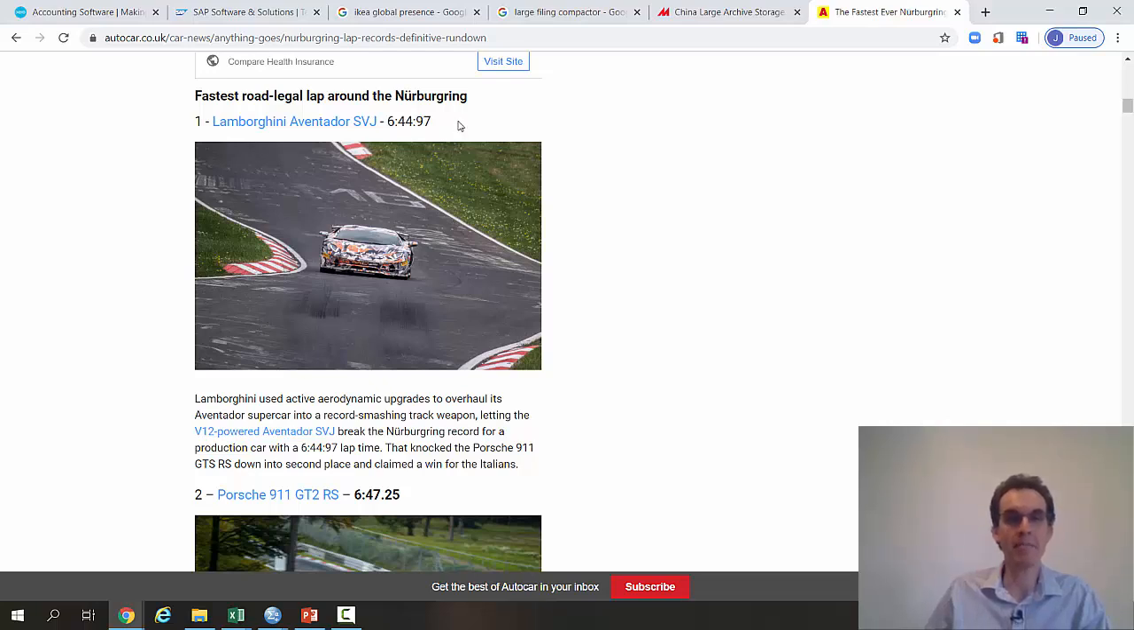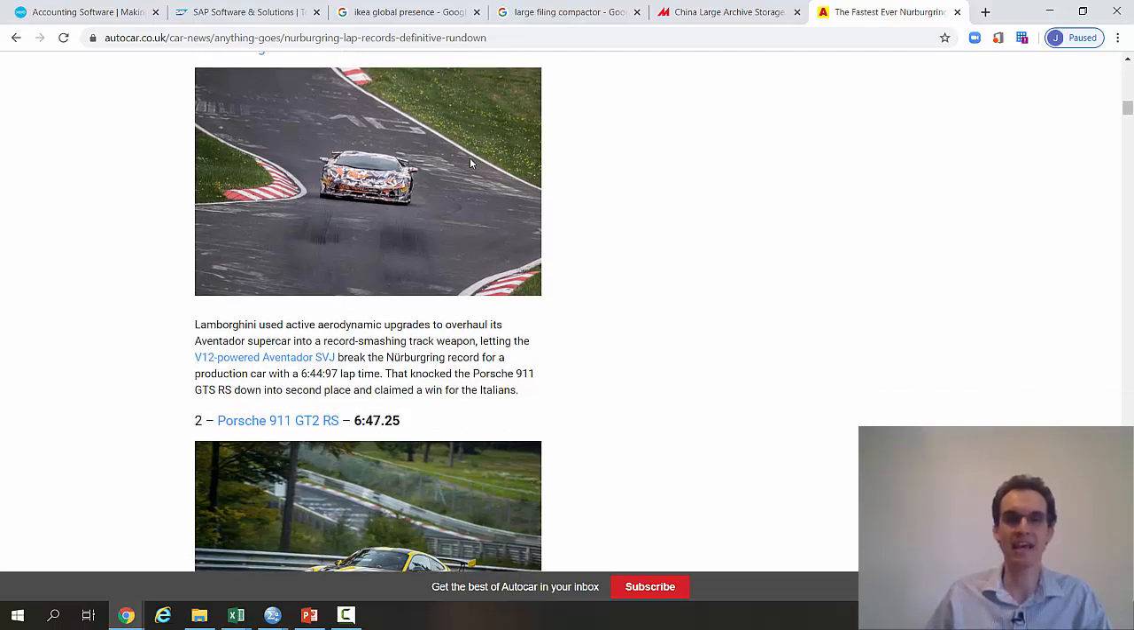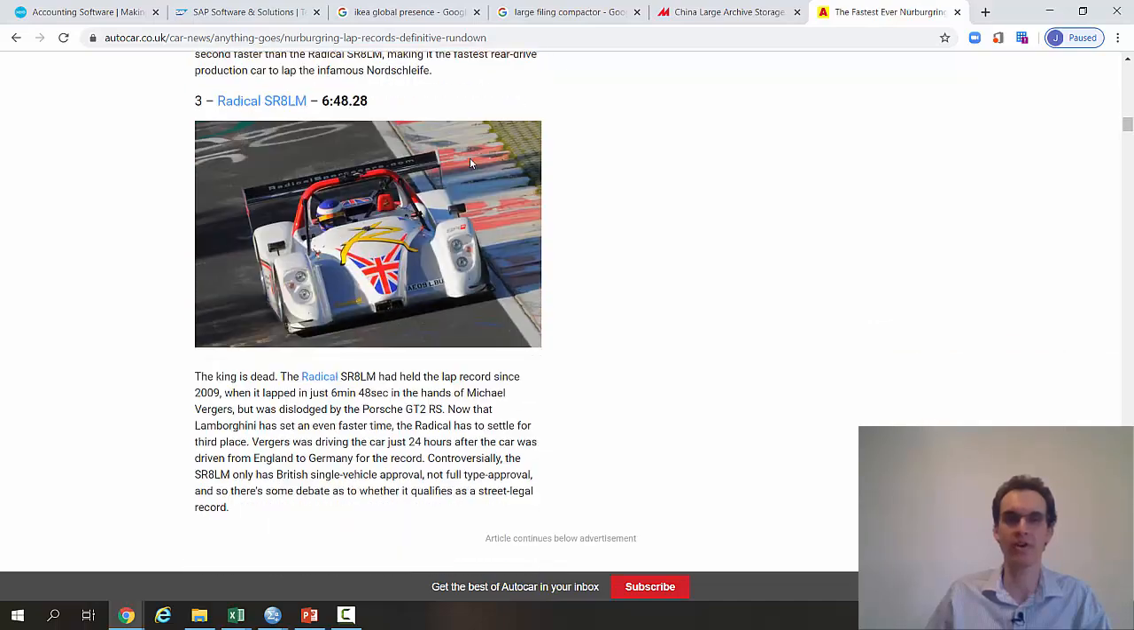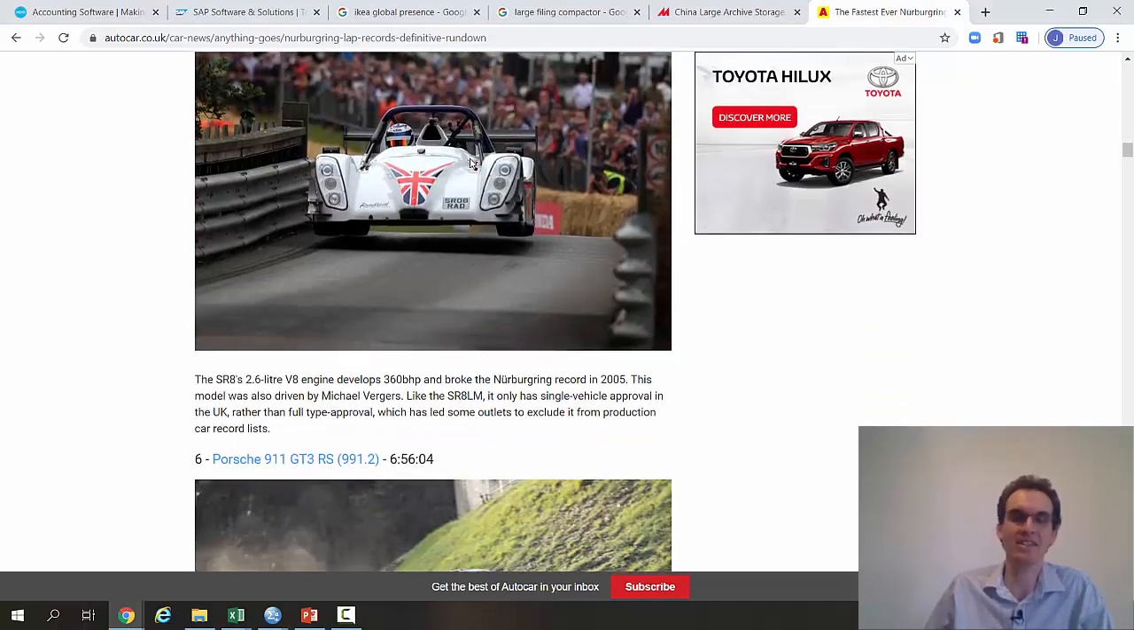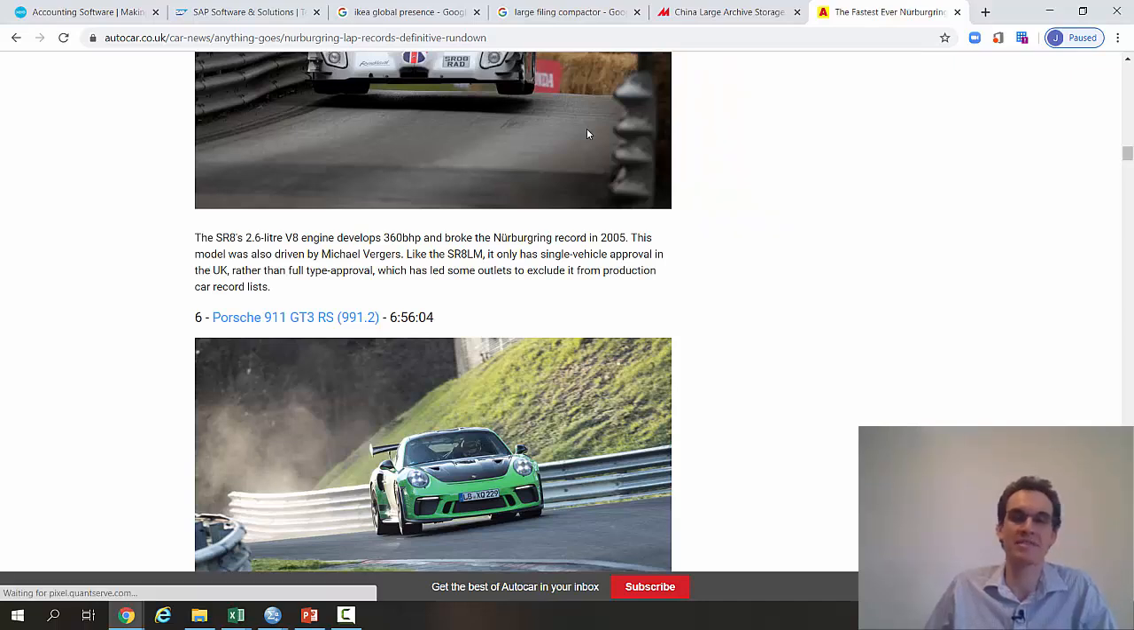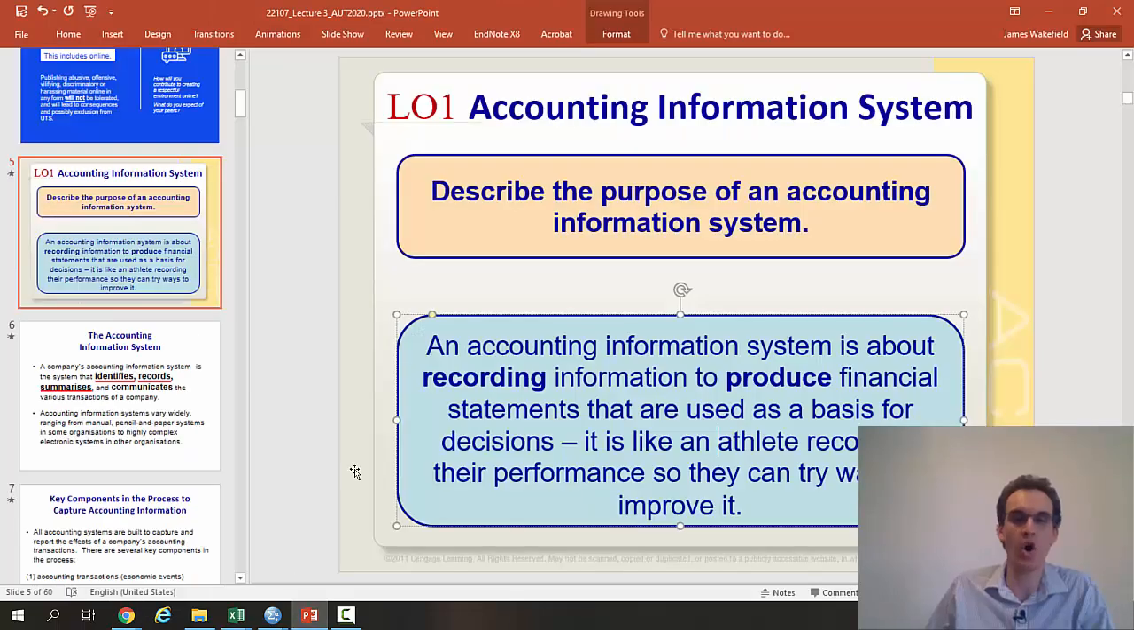So we can see the number one fastest road legal car is a Lamborghini Aventador SVJ that did the Nürburgring lap in 6 minutes and 45 seconds, which is extremely fast and better than everything else, which is also extremely fast in this list. And that's one way we could describe the success of a product. Now, what we're interested in this subject is the success of a business and the position of a business, and that's what we're going to concentrate on today.